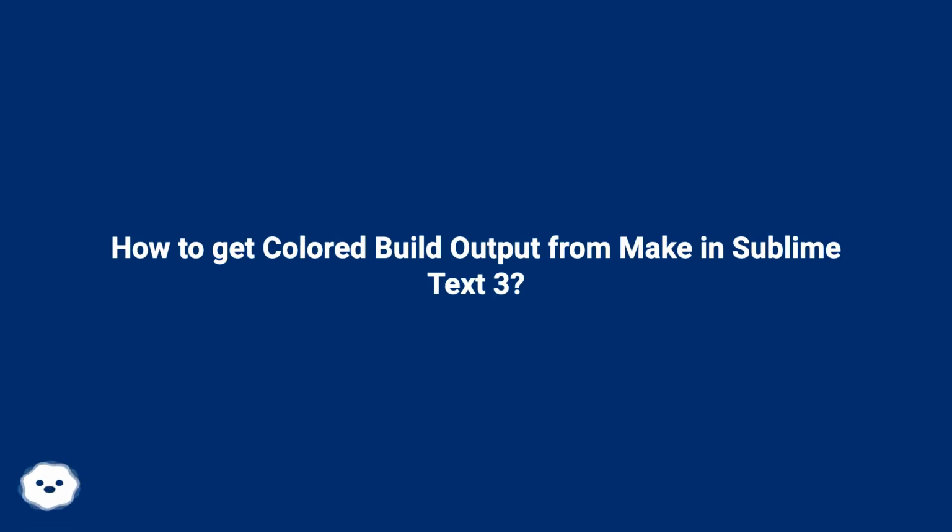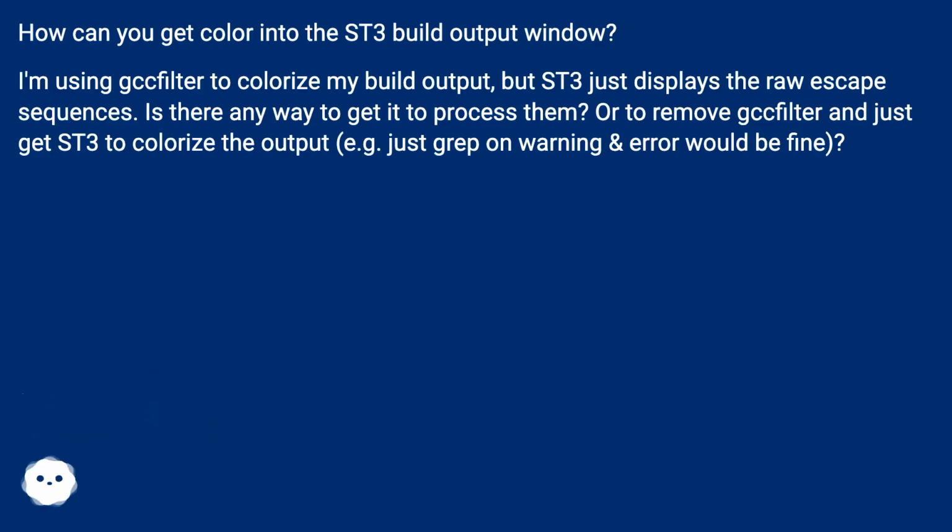How to get colored build output from Make in Sublime Text 3. How can you get color into the ST3 build output window? I'm using filter to colorize my build output, but ST3 just displays the raw escape sequences. Is there any way to get it to process them?